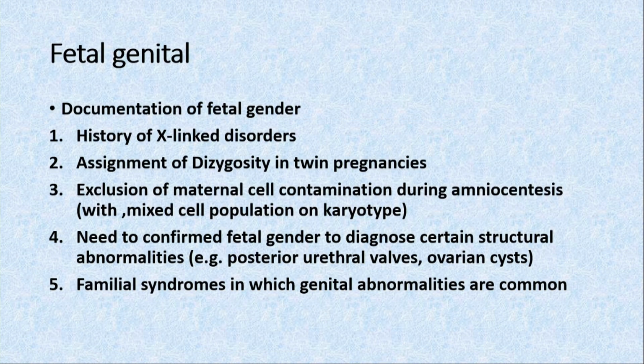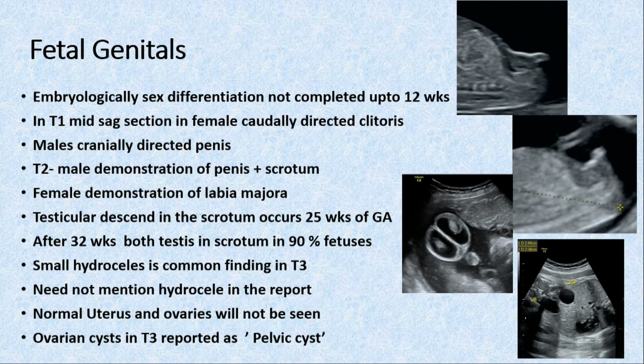Fetal genitalia, under PCPNDT we are not supposed to look, but yes, if there is some problematic history, an X-linked disorder, or some familial disorder, or conditions like posterior urethral valves or an ovarian cyst, yes, we'll have to look for that. And in genitalia, basically till the 12th week of gestation, we are not sure about it. In the first trimester, the phallus points towards caudal when it's a female and cranial when it's a male.